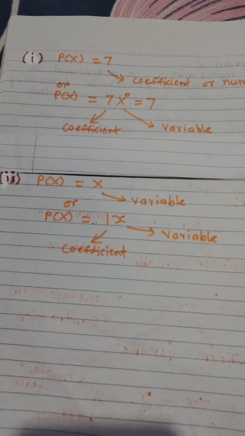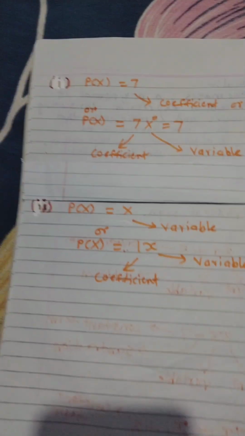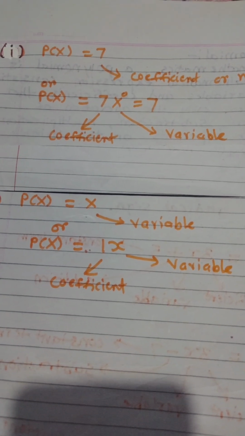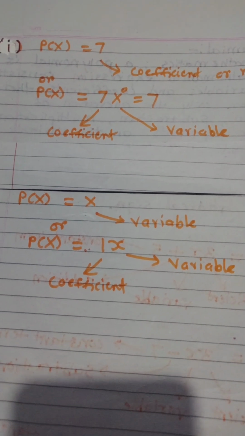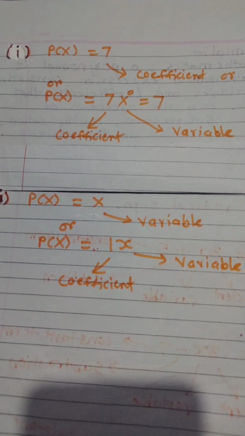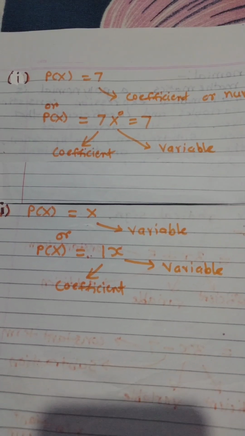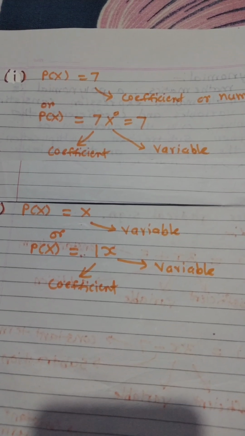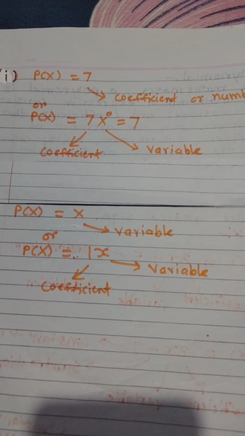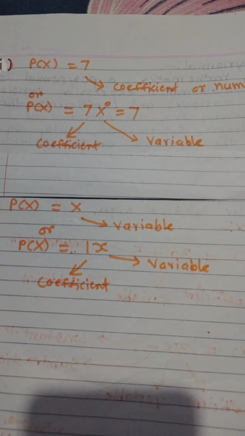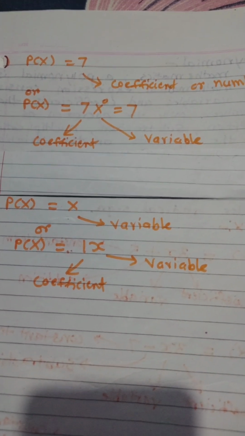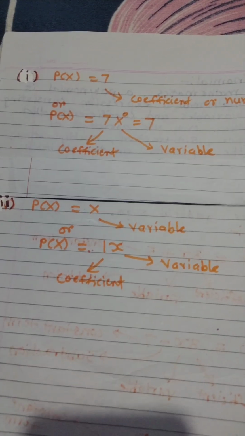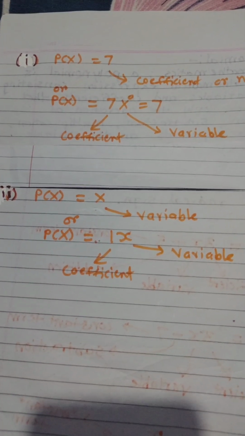Now the next example is p of x equal to x. So this mathematical expression also satisfies all the conditions to be a polynomial. Here p of x equal to x. x can be written as 1 multiplied by x, which does not change the meaning of this polynomial. Here 1 is the coefficient and x is the variable. So it satisfies the first condition that it consists of variable and coefficient. It has a finite number of terms. Here 1x, that is x, only one term is there, therefore it has a finite number of terms.